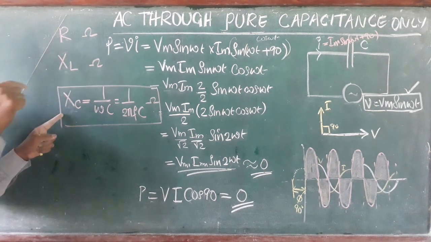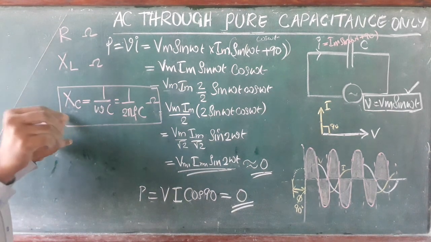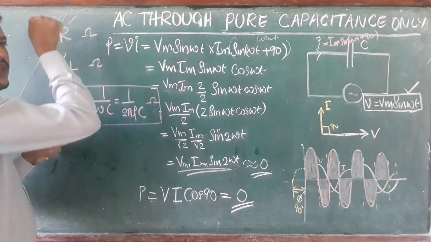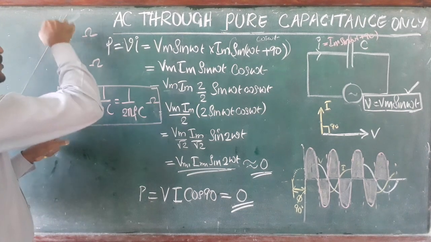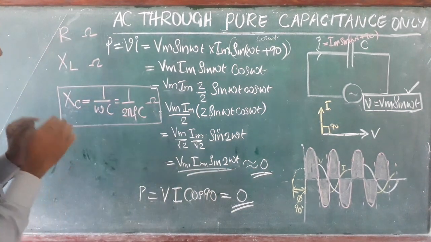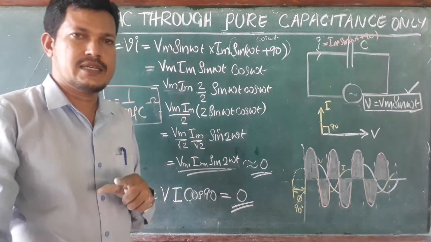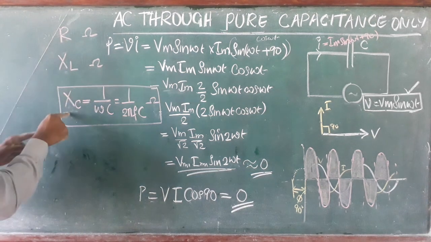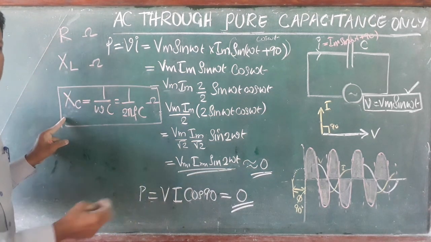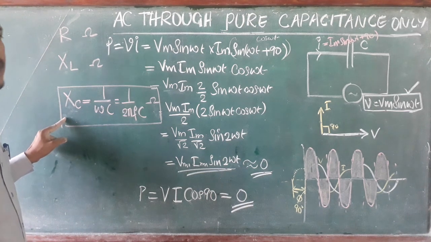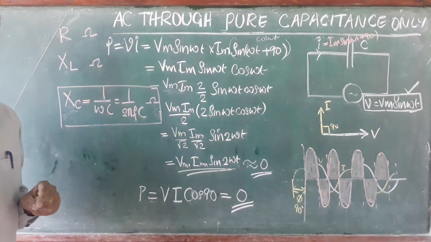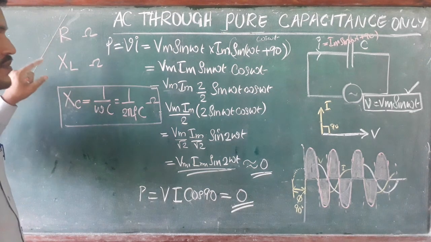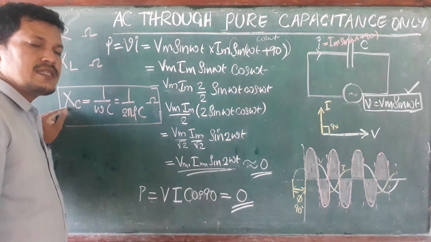These are called the opposition offered to the flow of alternating current. Resistance applies to both AC and DC. Clear? Suppose a circuit has resistance and inductance or capacitor. We have to find out what is the total opposition offered to the flow of current. In a DC circuit, only resistance values come, so we can add them directly. Here two more things come: inductance and capacitance values.